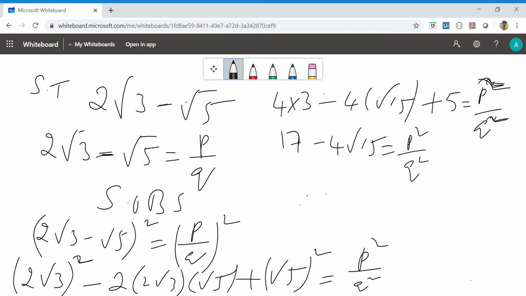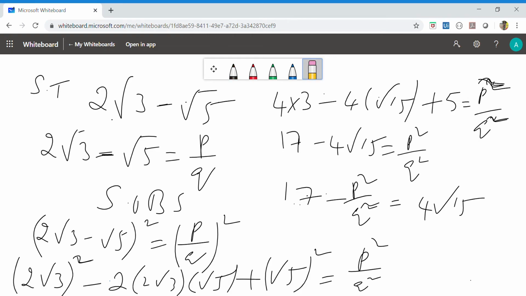Here what happened? I said already these two terms are irrational numbers. I made it as a single surd. And now what I have to do? 17 minus P square by Q square is equal to 4 root 15. So I made it as a single surd on the RHS.